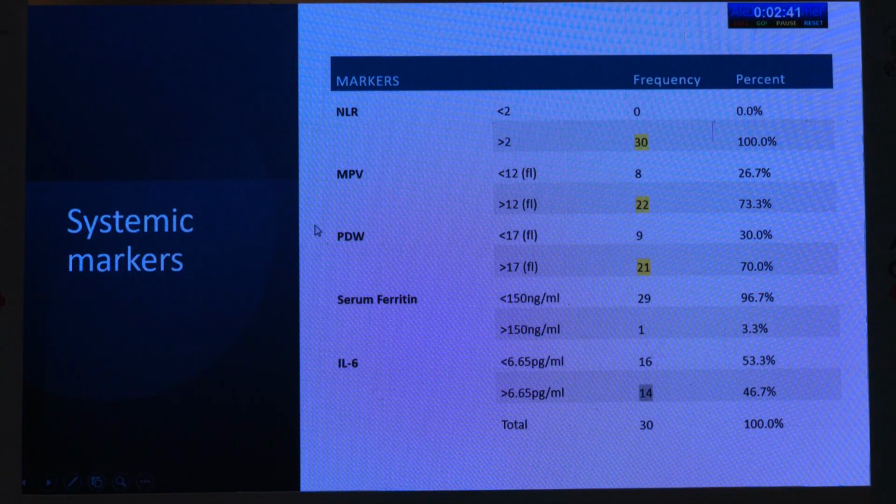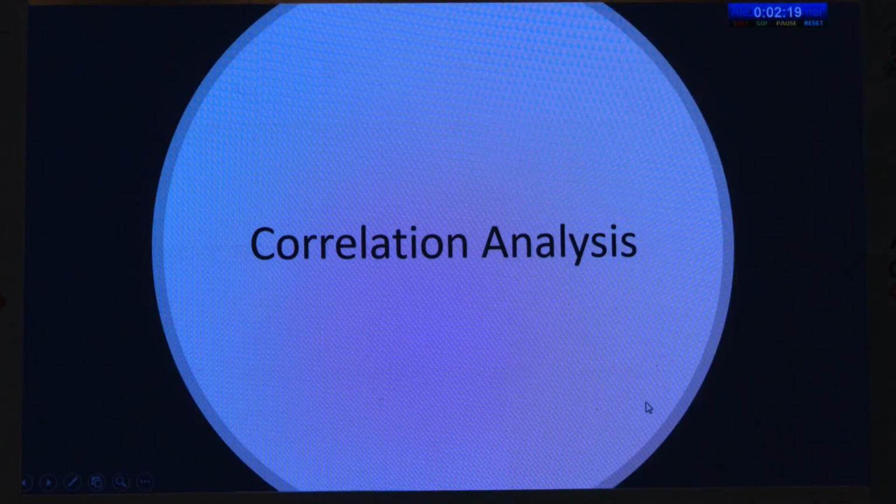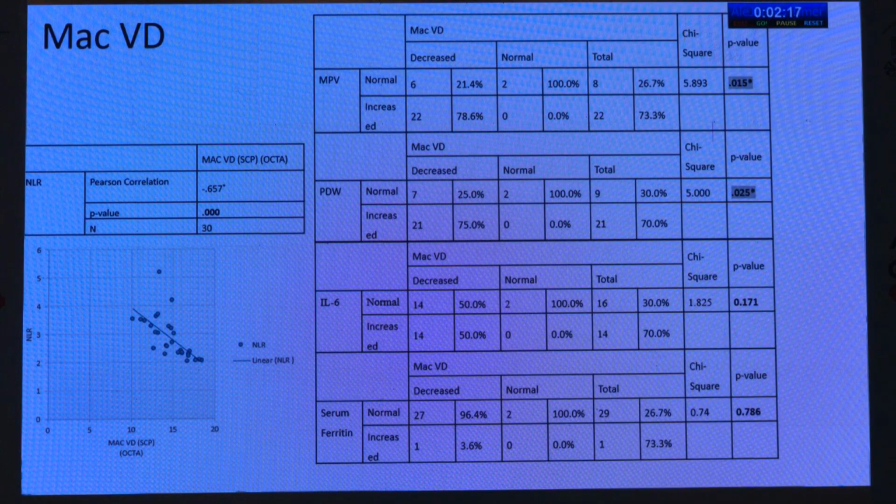The systemic markers were as follows. Neutrophil to lymphocyte ratio, a known systemic inflammatory marker, was increased in 30 out of 30 patients. Mean platelet volume and platelet distribution width had similar results, increased in 22 and 21 patients. Serum ferritin and interleukin 6, interestingly, did not show an increase in the majority of the patients. However, IL-6 was significantly increased in 14 out of 30 patients. So the correlation analyses were done.